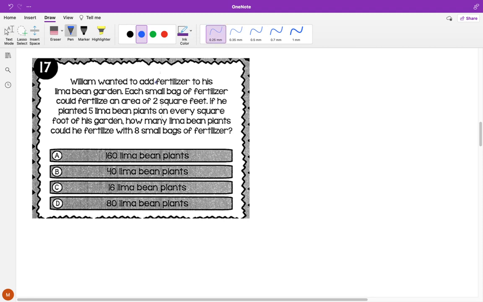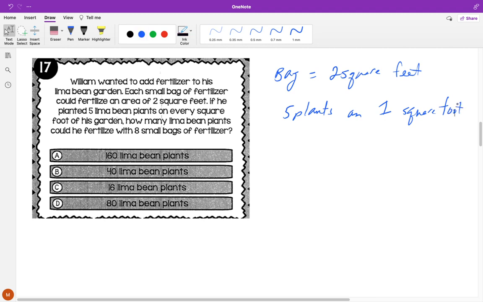So William wanted to add fertilizer to his Lima bean garden. Each small bag of fertilizer can fertilize an area of 2 square feet. So each bag can do 2 square feet. If he planted 5 Lima bean plants on every square foot, so 5 plants on 1 square foot, how many Lima bean plants could he fertilize with 8 small bags?